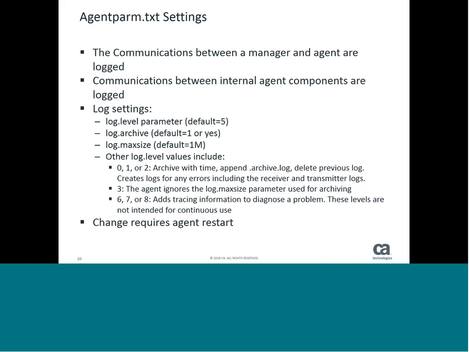Realize that 6, 7, or 8 is a temporary setting for troubleshooting, and if you do modify any of the agentparm.txt file settings, the agent does require a restart in order to pick up those settings. Realize that 6, 7, or 8 should be temporary settings. You're going to want to set it back to 5 or another value after the problem is resolved.